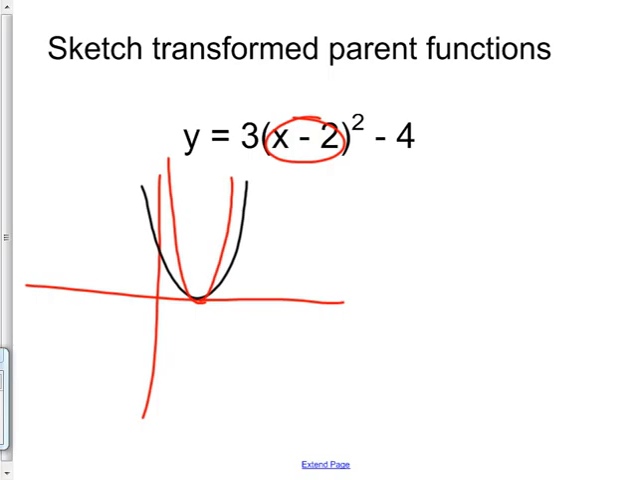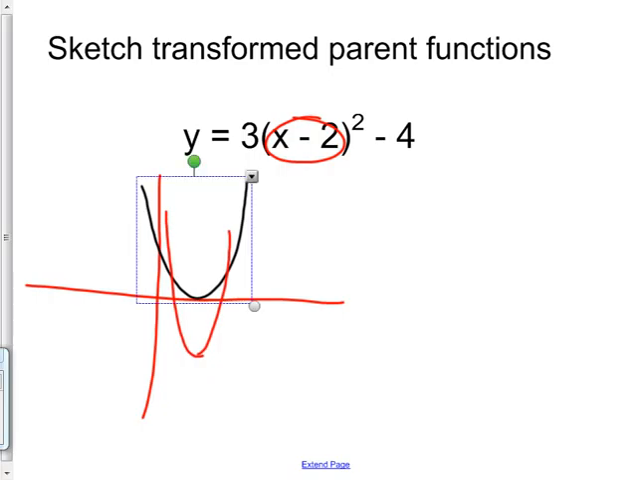Then the last part is the minus 4, which is down 4. So I grab my little new parabola, move it down 4, and that's about right. Is your sketch about where that is? Good.